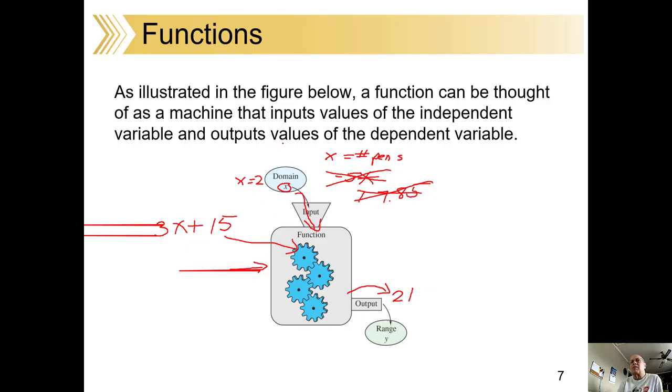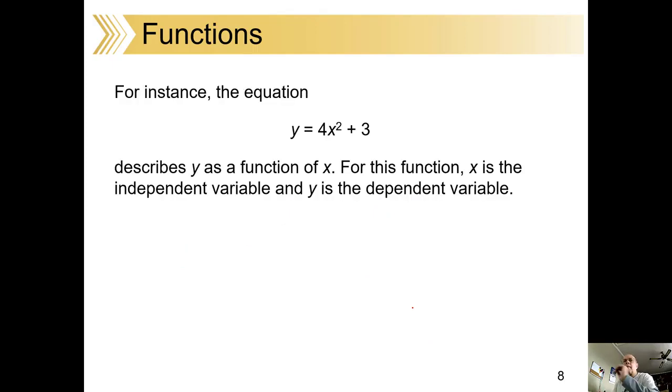All the possible x's put together as a lump create a set called the domain. All the possible things you could see coming out at the other end, if you lump those all together into a set, that makes up the range. That's what we're talking about.